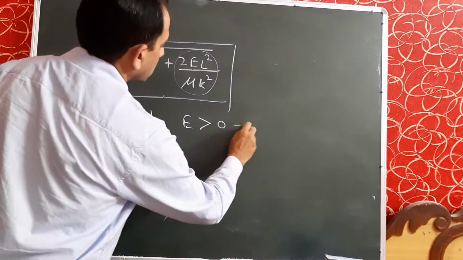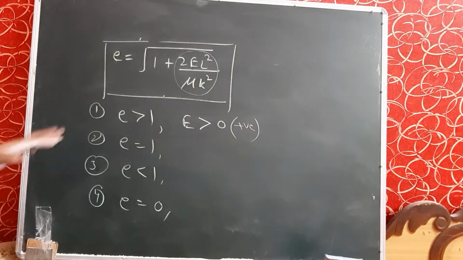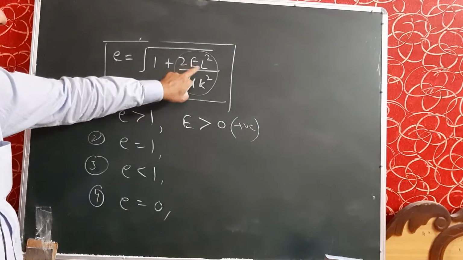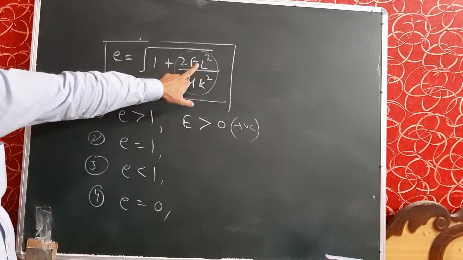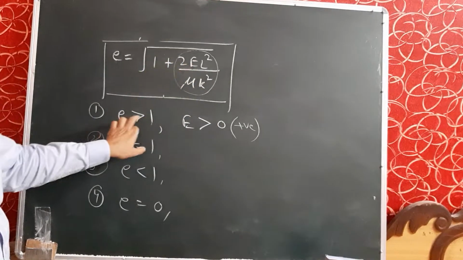More than 0 means positive. You know that more than 0 is positive. So when this E is positive, other terms are already positive. If E is positive, then 1 plus positive means more than 1, this one.